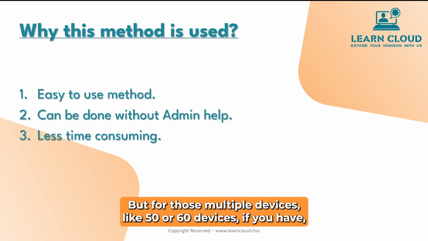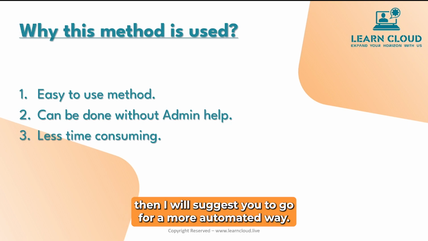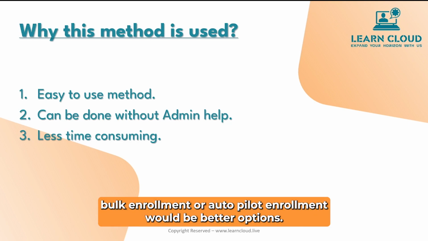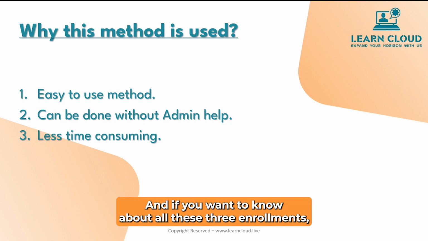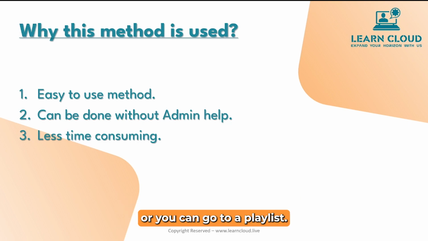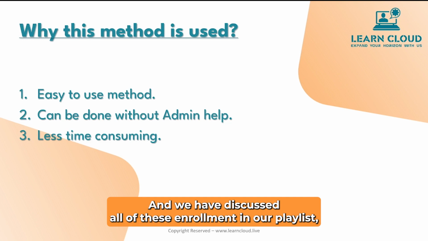But for multiple devices, like 50 or 60 devices, I would suggest you go for a more automated way. For example, GPO, bulk enrollment or Autopilot enrollment would be better options. If you want to know about all these 3 enrollments, then you can click on the I button on the top of your screen, or you can go to our playlist, where we have discussed all these enrollments.